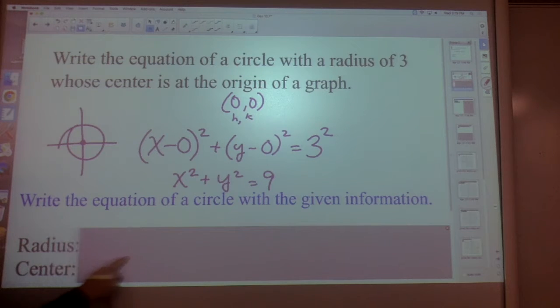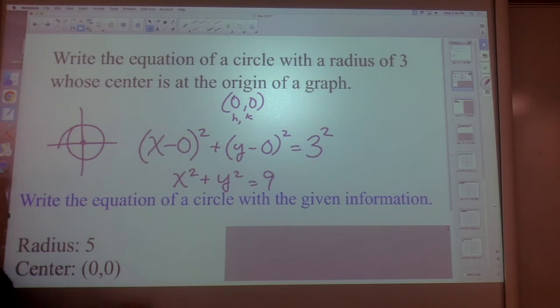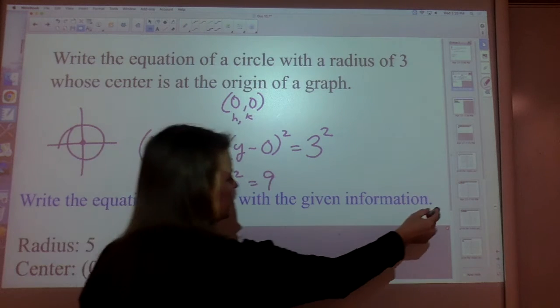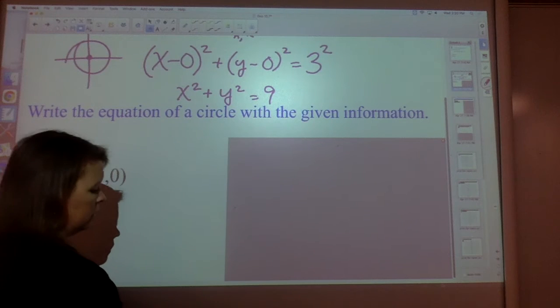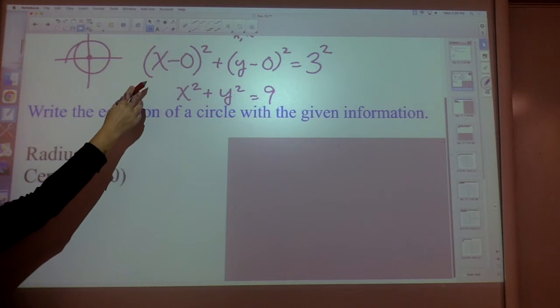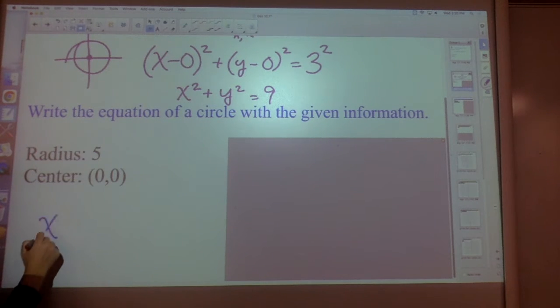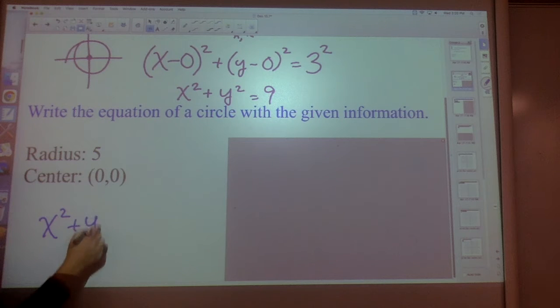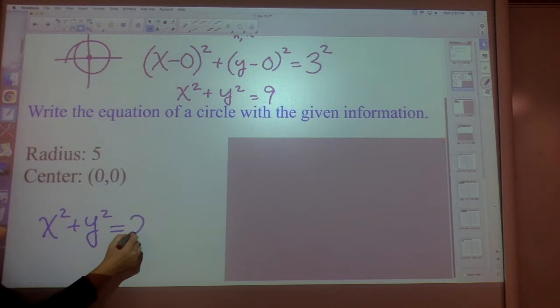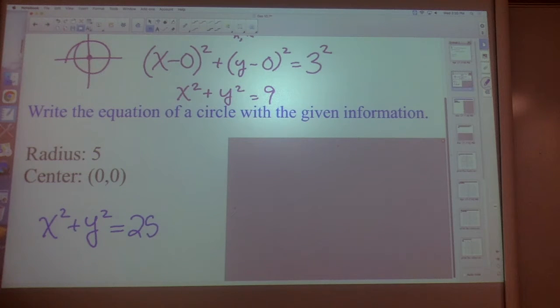This time it says, write the equation of a circle with this given information. We'll start with this. The radius is 5, and the center is at 0, 0, again at the origin. So do you have to put x minus 0 squared? Not if you're familiar. If it's at the origin, it's at the origin. Equals 5 squared. 5 squared is 25.